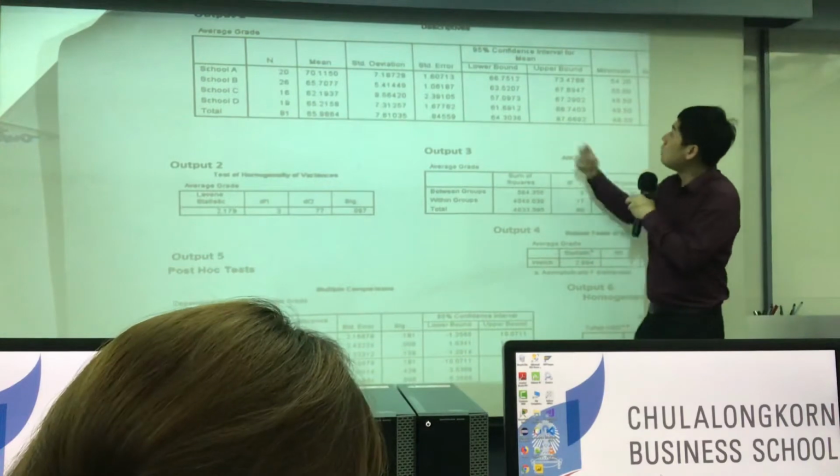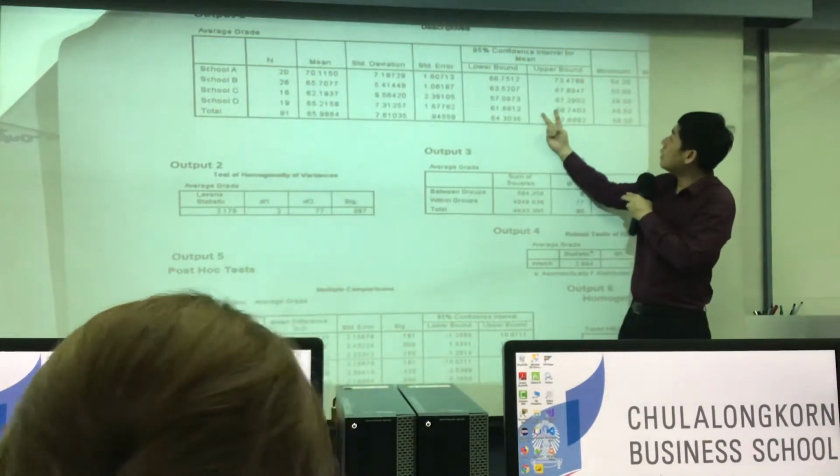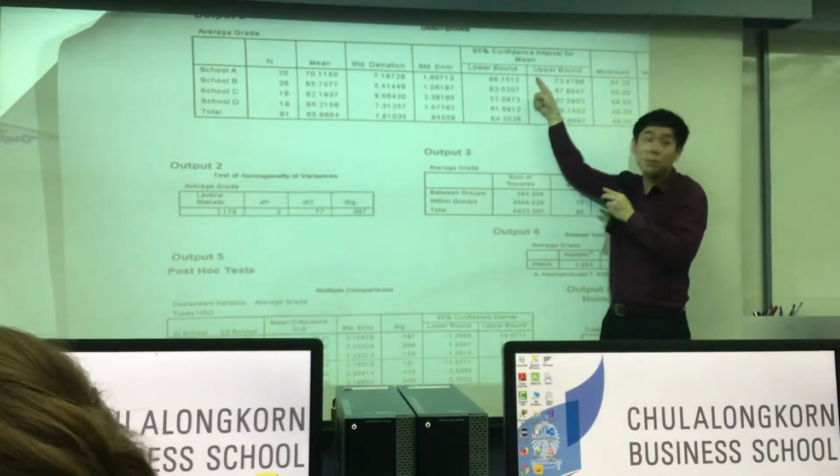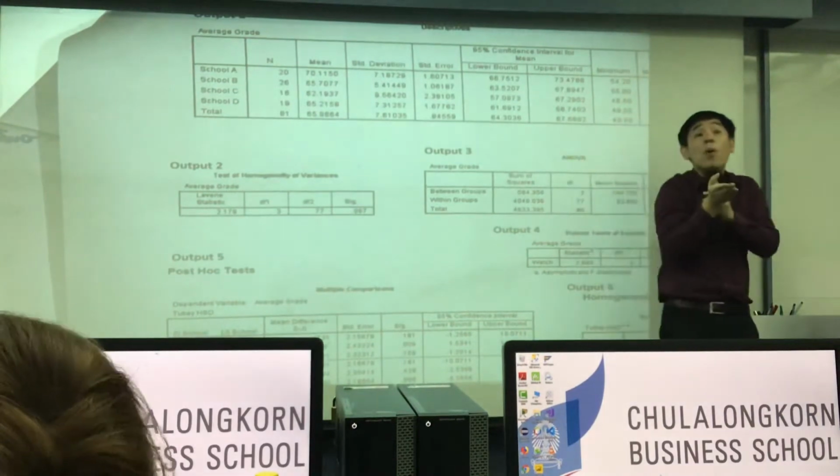So maybe if you pick 97, or 67, 67 is in all of them. So then they are all overlapping.